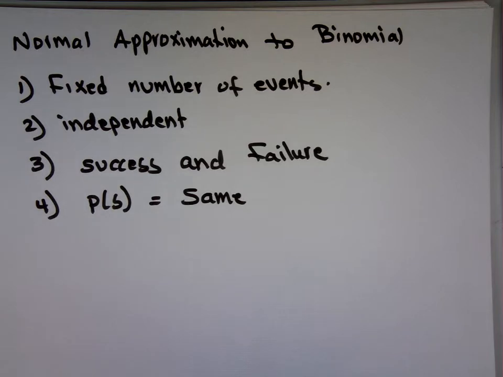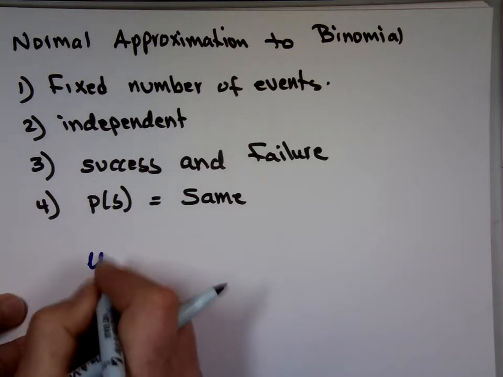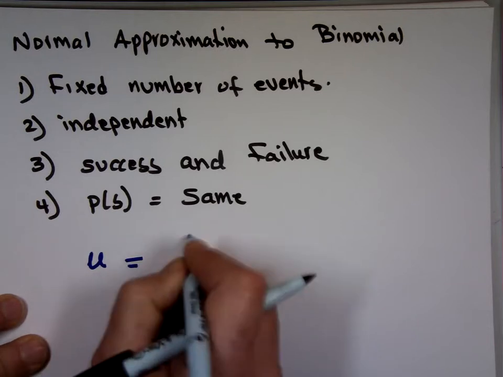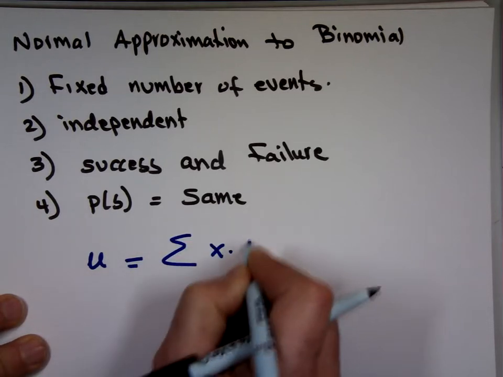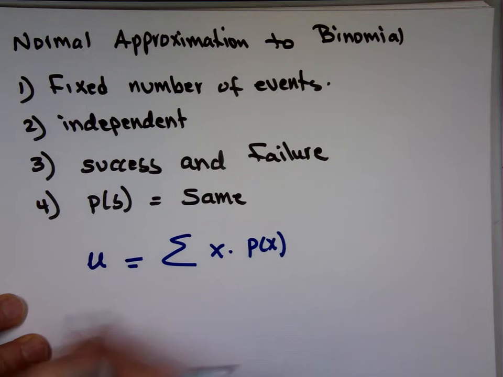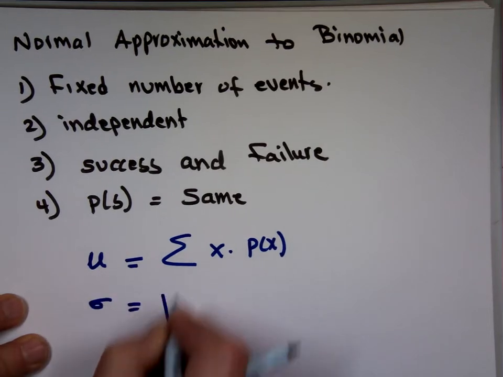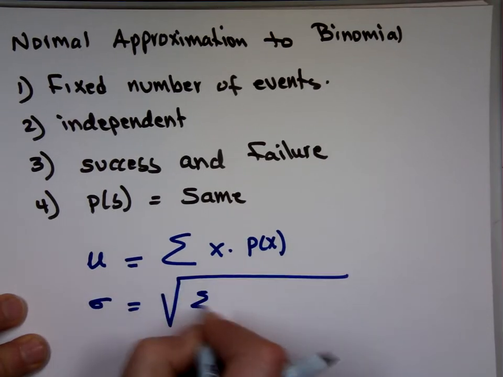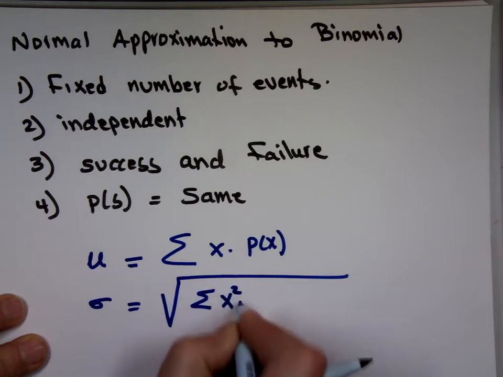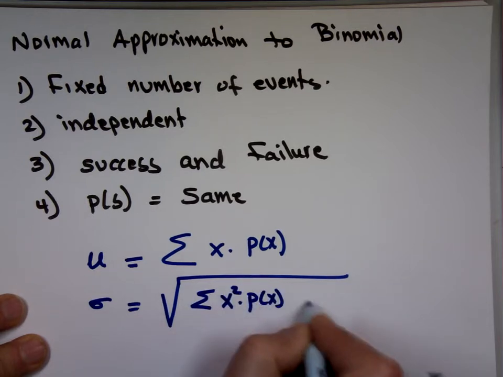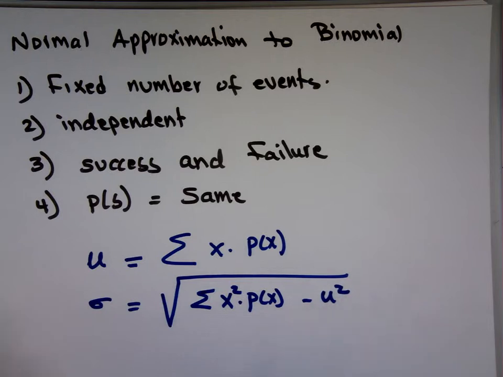If you have an event that's a binomial that meets these criteria, if you want to find the mean of that, then it's the summation of x times P of x. And the standard deviation will be the summation of x squared times P of x minus mu squared. That's how we calculate each one.